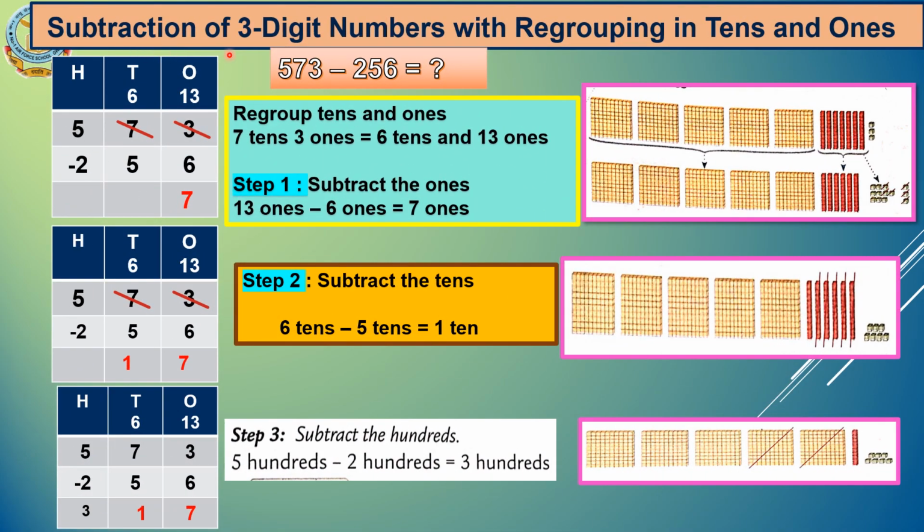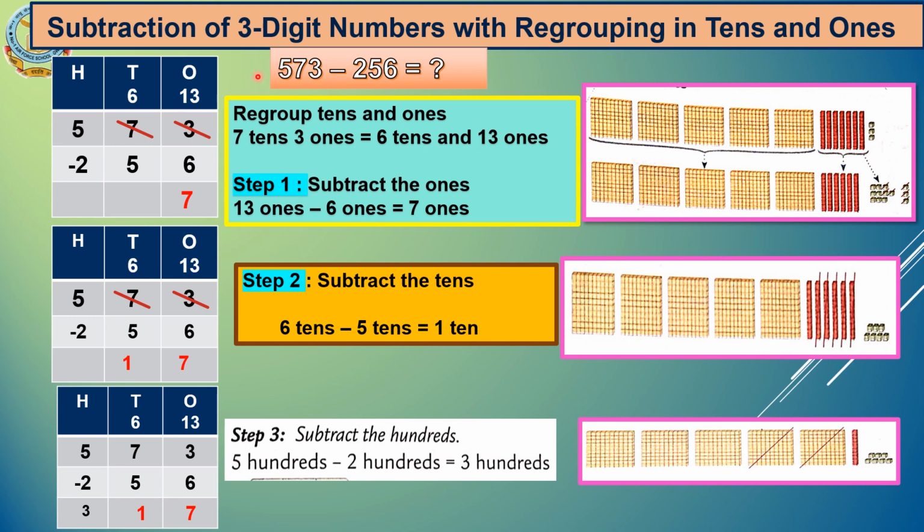Now we will learn subtraction of 3-digit numbers with regrouping in tens and ones. So before we start, we should understand the meaning of regrouping. What is the meaning of regrouping? Regrouping means splitting 100 into 10 tens or splitting 1 ten into 10 ones. The easy way to understand the meaning of regrouping is borrowing. Now let us understand through an example.